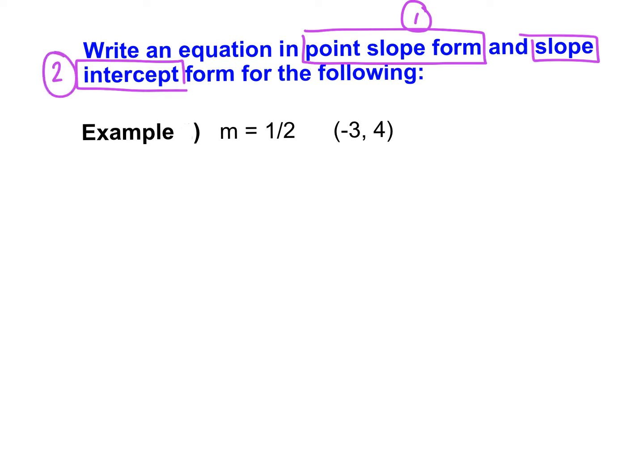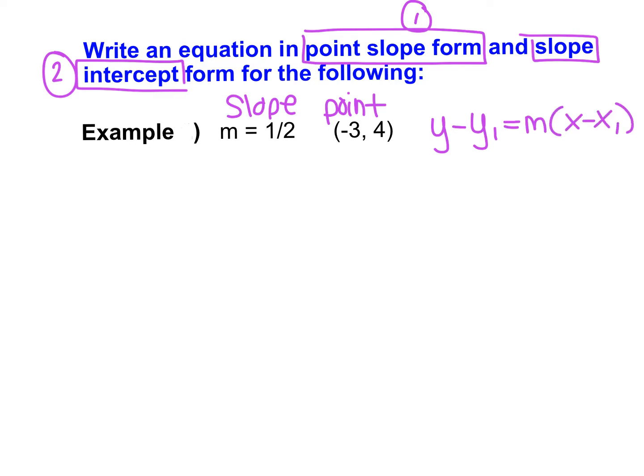We can see from the information we have here that we have a slope and we have a point. So this is a perfect situation to use point-slope form. Remember, point-slope form is y minus your y coordinate is equal to your slope times x minus your x coordinate in parentheses. So let's go ahead and take our situation and write it in point-slope form. We have y minus our y coordinate here of 4 is equal to our slope of 1/2 times x minus our x coordinate here of -3. And there is our point-slope form.